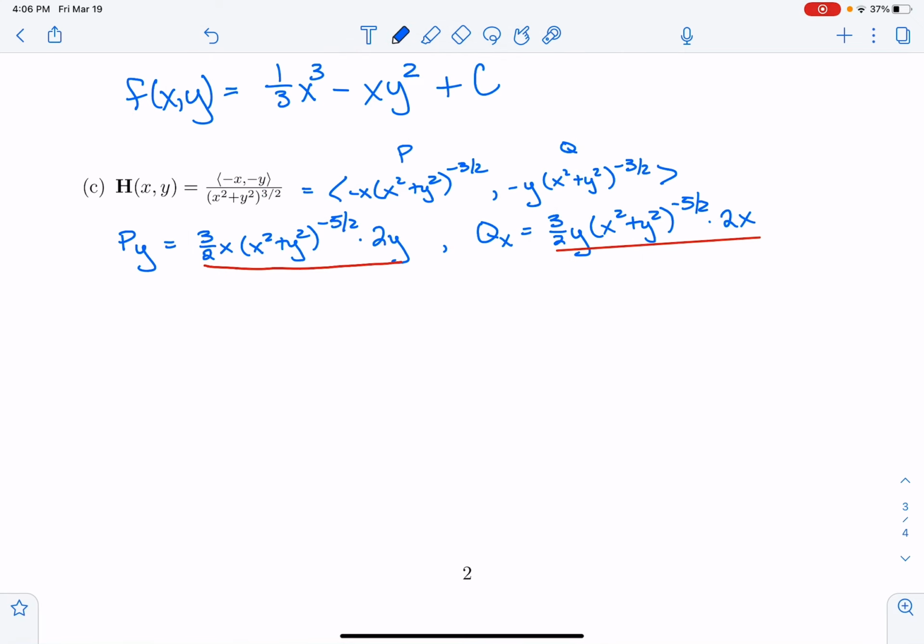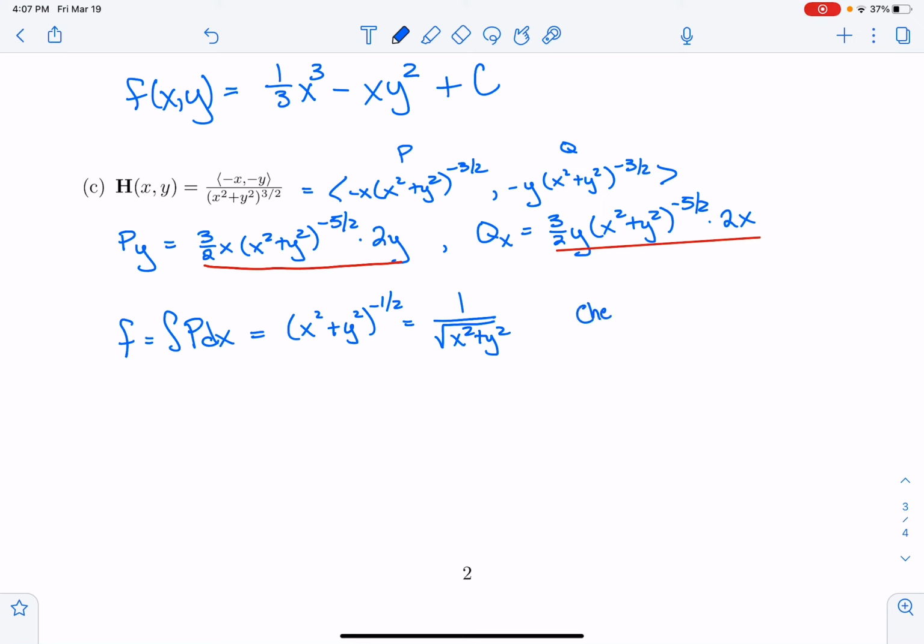So now that we have a conservative vector field, I want to find the potential function for this gravitational field. I'm going to remember that f is going to be the integral of p dx, the antiderivative of p dx. So I need to find the antiderivative of minus x times x squared plus y squared to the minus 3/2. An antiderivative of that is going to be x squared plus y squared to the minus 1/2, which is the same thing as 1 over the square root of x squared plus y squared.